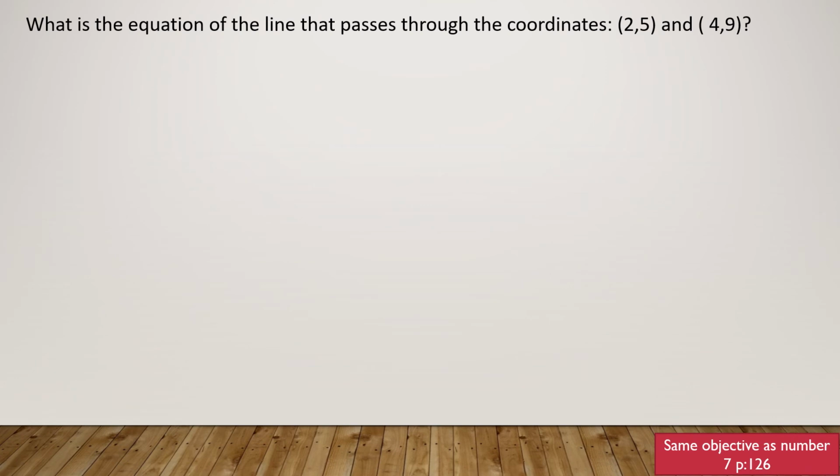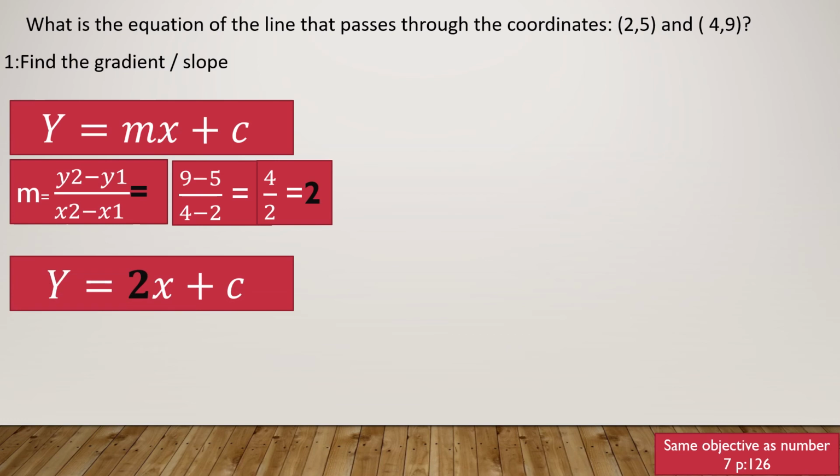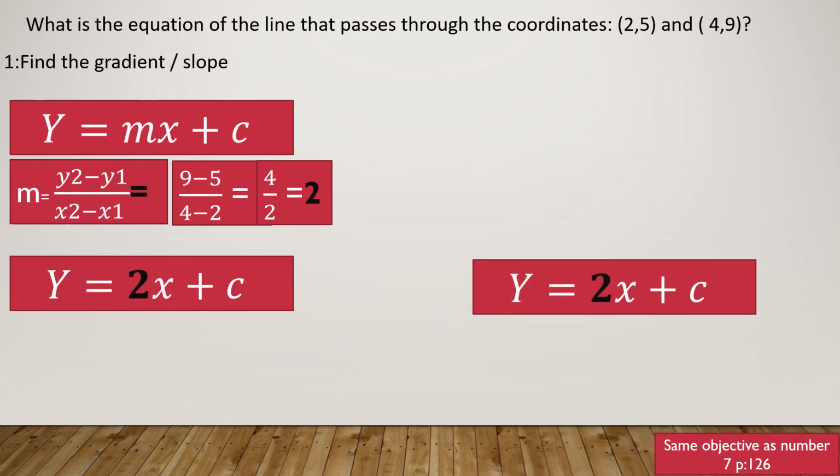Let's solve another exercise about the previous objective, how to find an equation between 2 points. Since you don't have the slope, you have to find it. It's y2 minus y1 over x2 minus x1. And then you will discover that the slope is 2. So you'll say y is equal to 2x plus c, and then you will choose a point 2, 5, or 4, 9 to substitute.